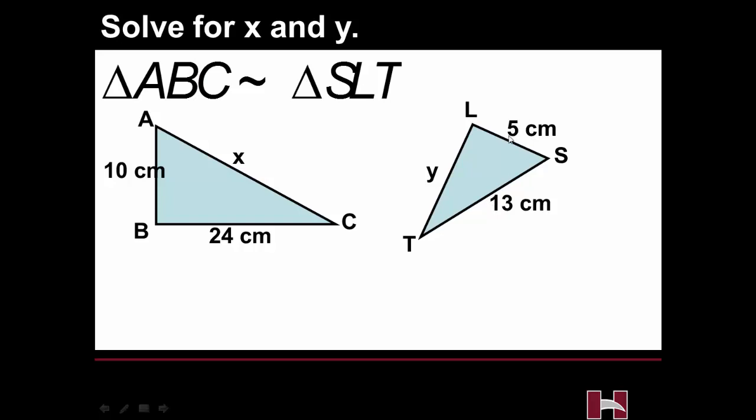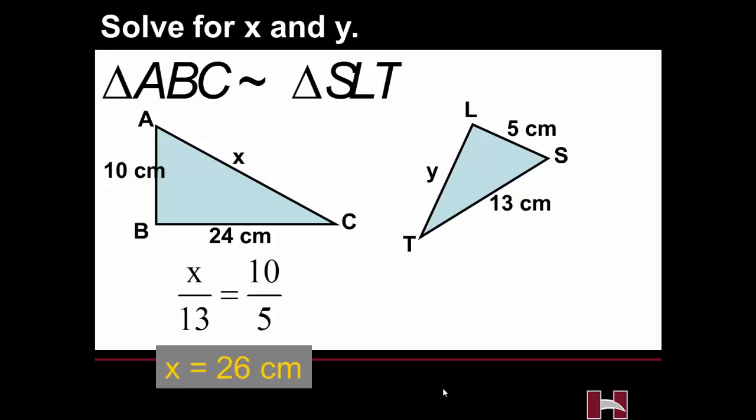And then I need to pick a number that corresponds with 5. Well, that goes with LS, and LS corresponds with BA. So I can set up a proportion. Now I can cross multiply and solve.